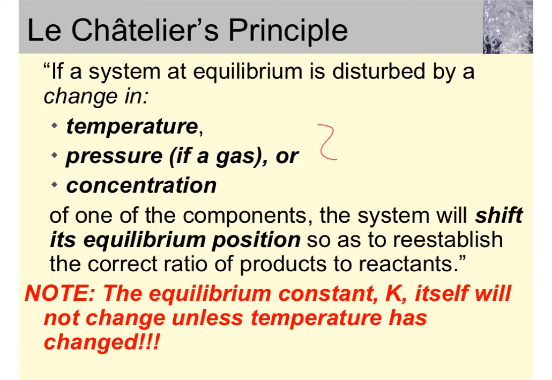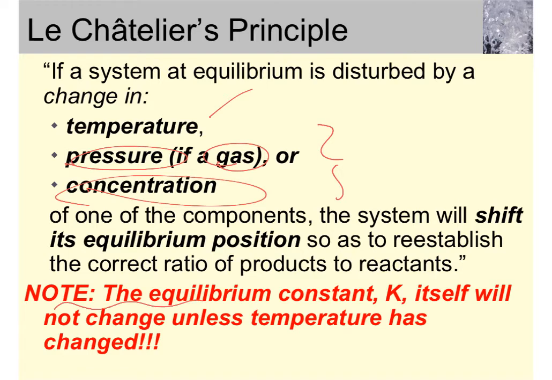The three ways that you can disturb an equilibrium are by changing the temperature, and the temperature will in fact change the equilibrium constant itself, as well as cause a shift to the left or right. If you have gases involved, either as a reactant or product, changing the pressure will also disrupt the equilibrium and cause a shift, or changing the concentrations of products or reactants will cause a shift.